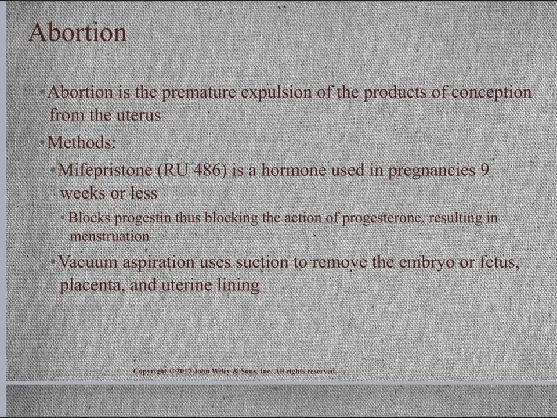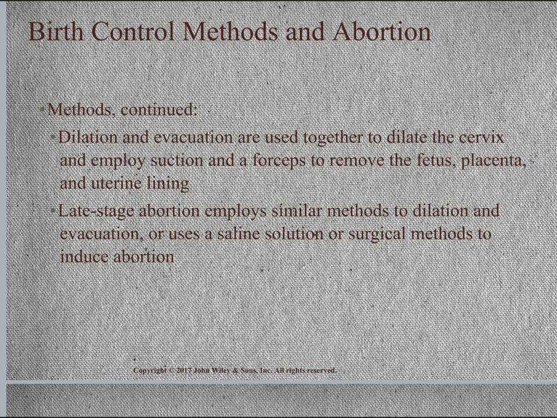Abortion is the premature expulsion of the products of conception from the uterus. There are methods. Mifepristone, RU486, is a hormone used in pregnancies of 9 weeks or less. Basically, this blocks progestin, thus blocking the action of progesterone, resulting in menstruation. Vacuum aspiration uses suction to remove the embryo or fetus, placenta, and uterine linings. Another method to complete an abortion is dilation and evacuation, which are used together to dilate the cervix and employ suction and forceps to remove the fetus, placenta, and uterine lining.